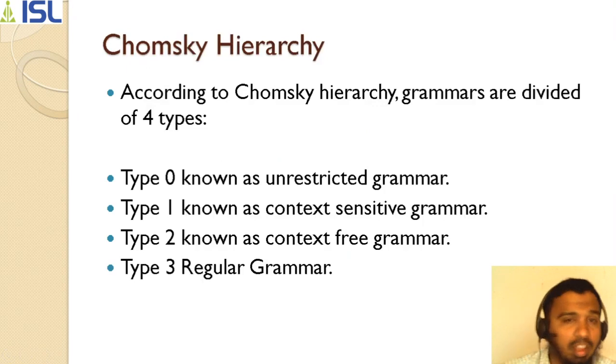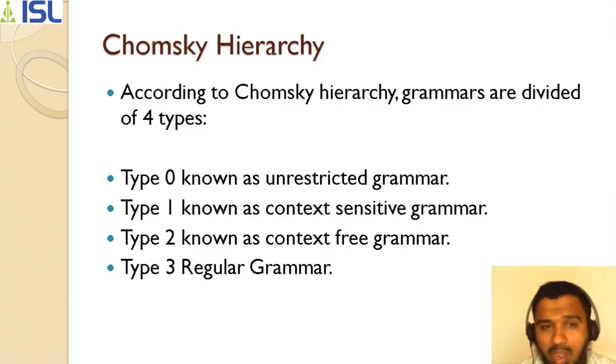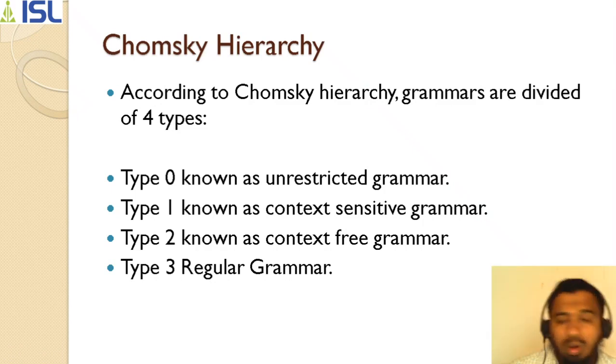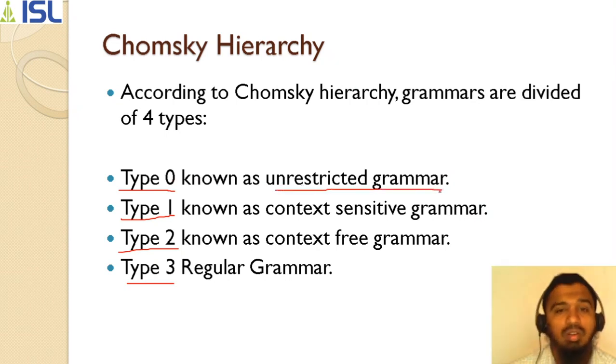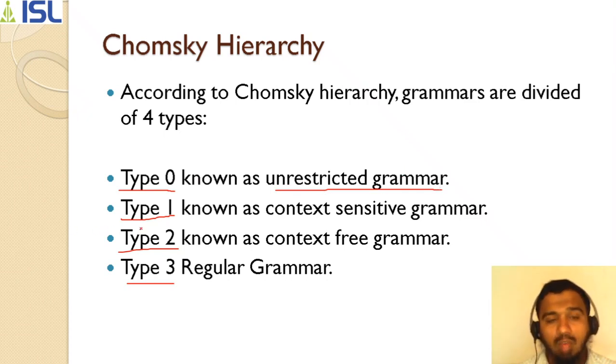First one, Chomsky hierarchy. According to the Chomsky hierarchy, grammars are divided into four types. Already we discussed this Chomsky hierarchy in the previous videos, in the previous unit. So first one is type 0, second one is type 1, third one is type 2, and the fourth one is type 3. So what is type 0? Known as unrestricted grammar. And what is type 1? Known as context sensitive grammar or language.